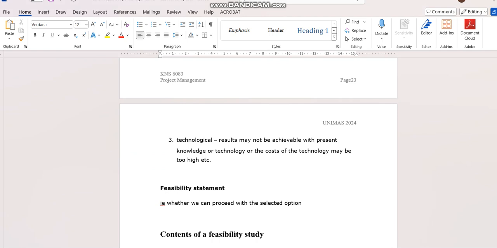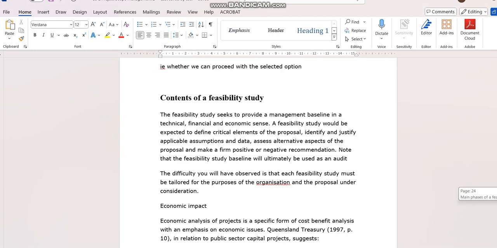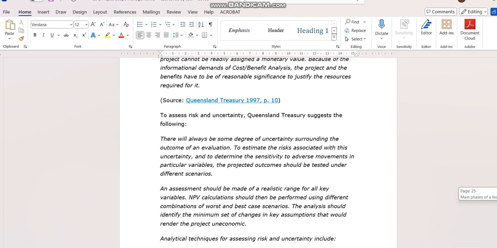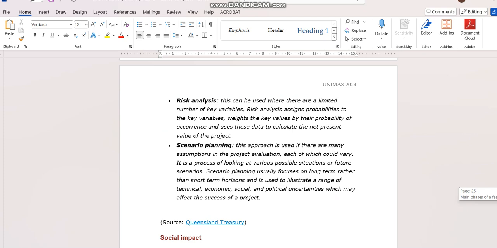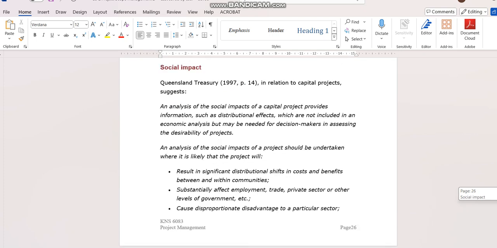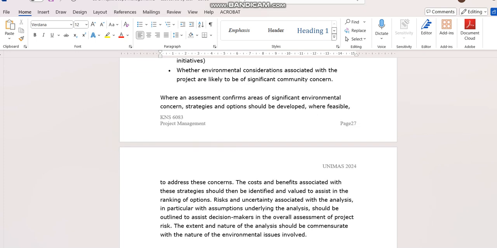This is confirmed okay, confirmed doable. The question is doable, possible. You need to answer that. And content of feasibility studies, I think this one you can read through. There's economic impact, sensitivity analysis, risk analysis. These are all the typical scenario planning, social impact, and also environmental impact, and these are typical categories that we will put into our feasibility studies for the particular option. Again, repeat, it will be saying to us that this option is feasible. This option is possible. Okay.